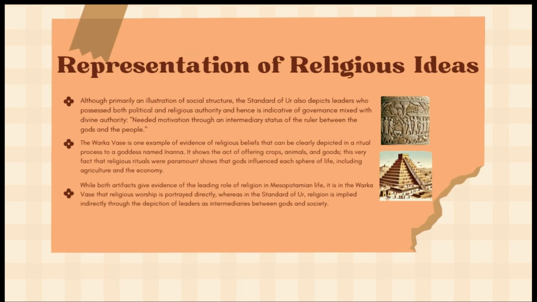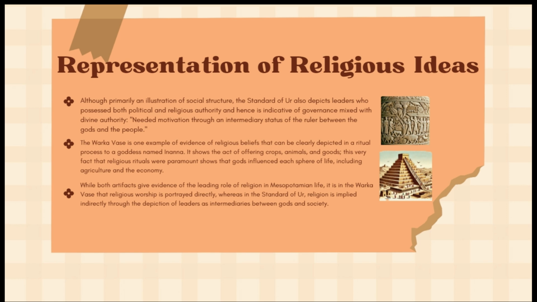Although primarily an illustration of social structure, the Standard of Ur also depicts leaders who possessed both political and religious authority, and hence is indicative of governance mixed with divine authority. This needed motivation through an intermediary status of the ruler between the gods and the people.